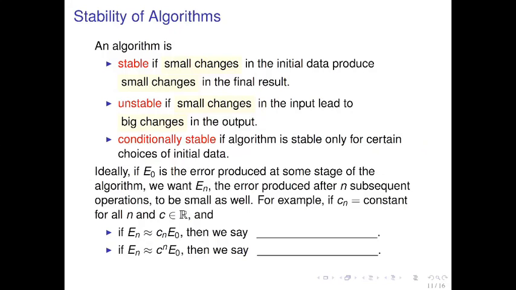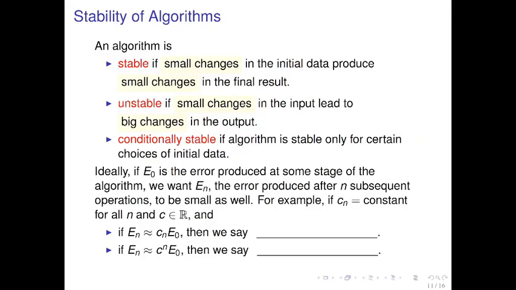Ideally, if E sub 0 is the error produced at some stage of the algorithm, we want E sub n, which is the error produced after n subsequent operations, to be small as well. This is just to say that if you start with a small error, then you would expect that small error to persist through your entire process.